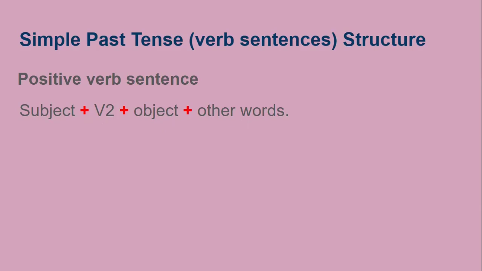So now we can do two things. We know when to use the simple past tense. And then we know the structure of the positive verb sentence. Now we can go to some exercises in which we apply this structure. Okay, let's go there.